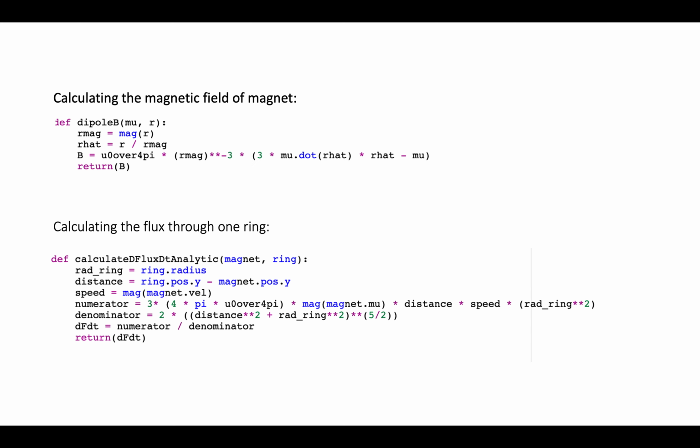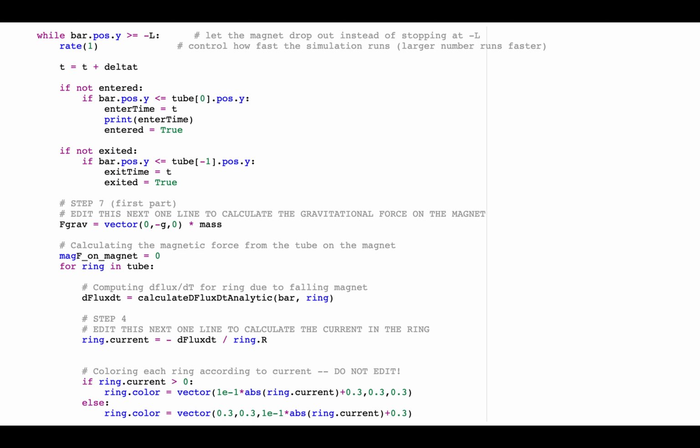So, showing parts of the code that are important. The first part is calculating the magnetic field of the magnet, just creating the equation as we learned in class. And then we calculated flux through one ring, which is later used to calculate the flux through the whole tube. And the equation came from lecture video 43, where I was able to recreate it in GlowScript code.